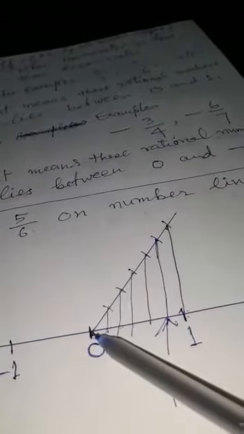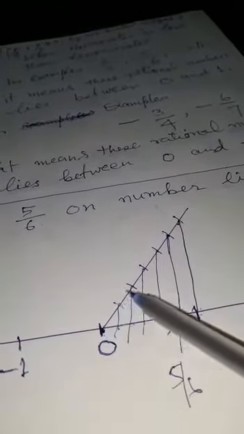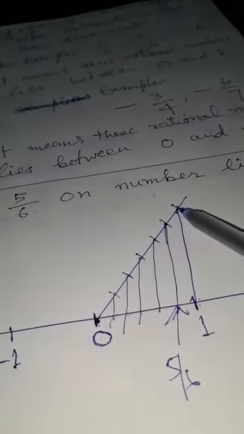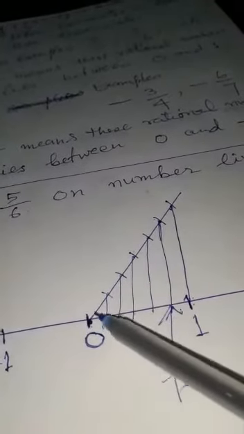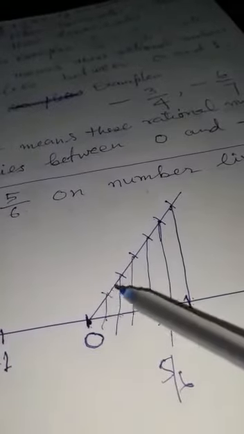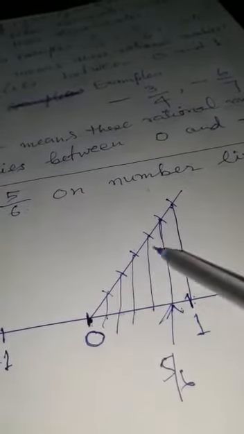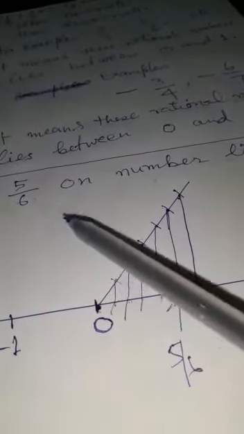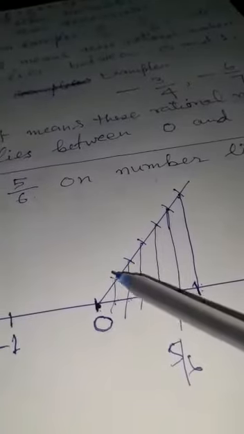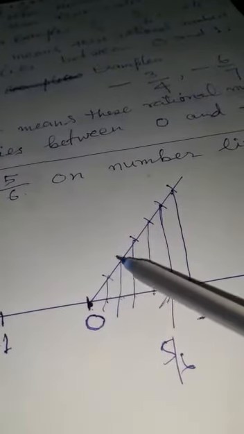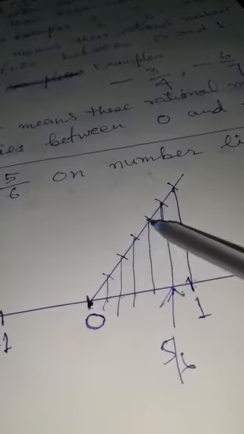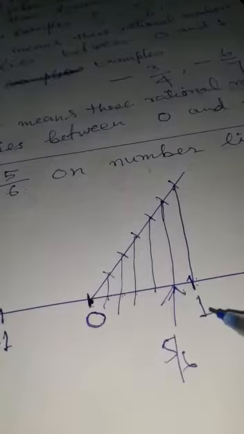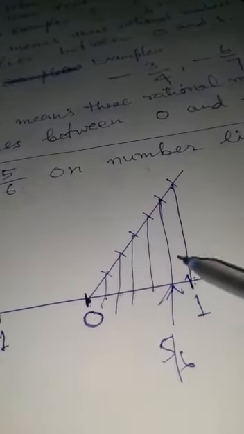At point 0, draw an acute angle, less than 90 degrees. It can be any number less than 90 degrees, but it should be an acute angle. Since the denominator is 6, with the help of a compass we will take 6 equal parts on this acute angle, and the last part will be joined to 1.